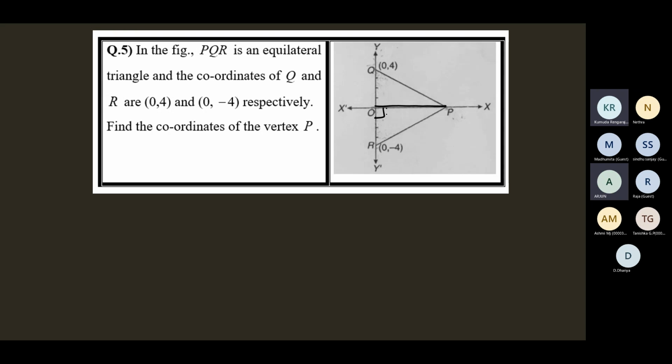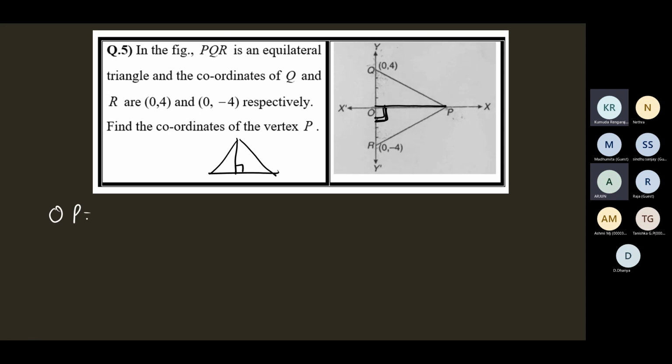It's 90 degrees, because x-axis, y-axis are perpendicular to each other. So OP is the altitude of the equilateral triangle. See here, this is the equilateral triangle, this is the altitude. So OP is the altitude of the equilateral triangle.